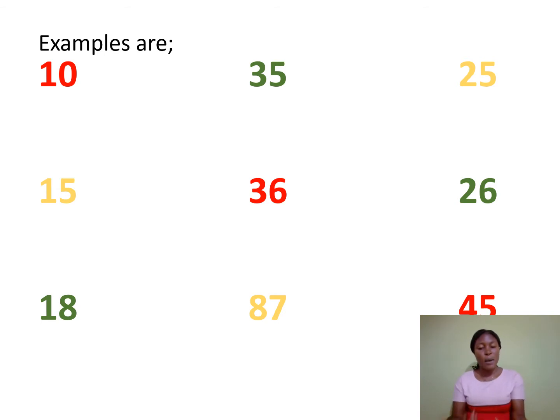Let's look at examples of tens. We have 10, 15, 18, 35, 36, 87, 25, 26, and 45. Now you can see that all these numbers are two-digit numbers. So this shows that they are tens.